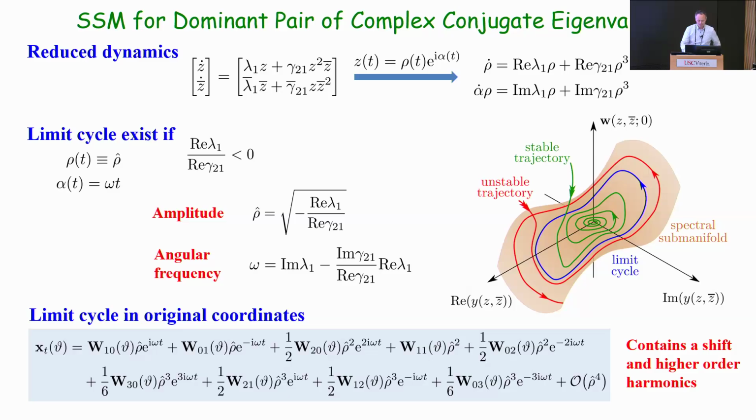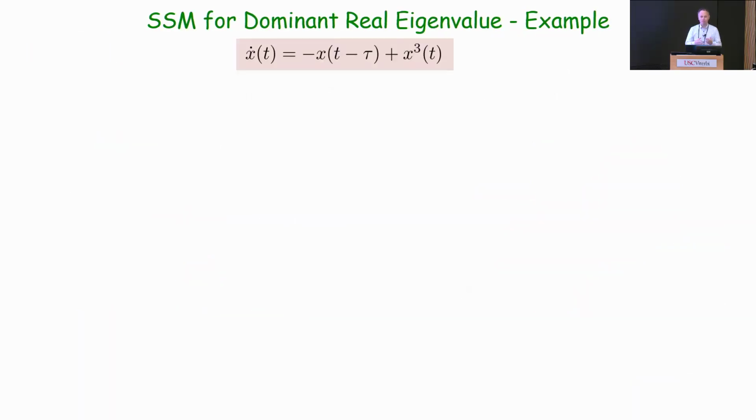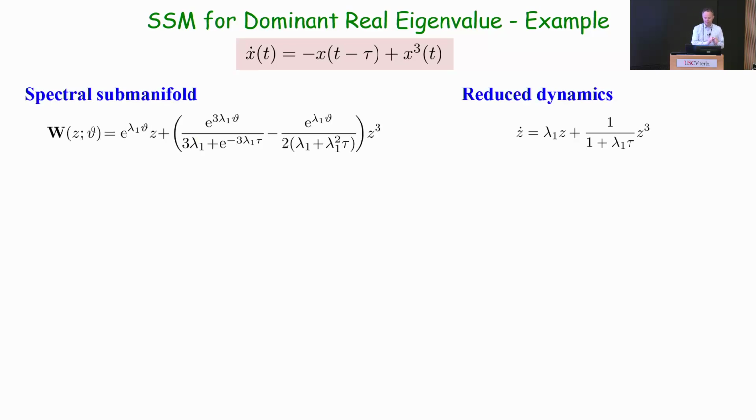Okay, let me speed up. So maybe I will just show you one simple example. It is always good to have a very simple thing. So in this case, it's a scalar example, right? It's nonlinear. It has time delay in it. And it's so nice that actually you can calculate analytically what the spectral submanifold is. You can also calculate what the reduced order dynamics is. Okay, so it is this simple, right? So you can get it on the nonlinear level, which is quite amazing.